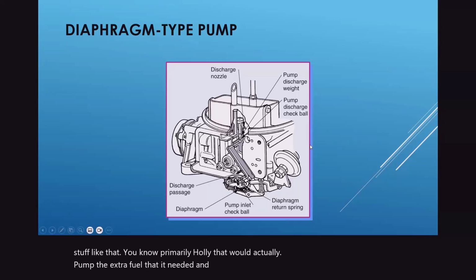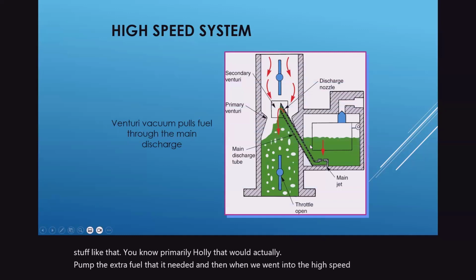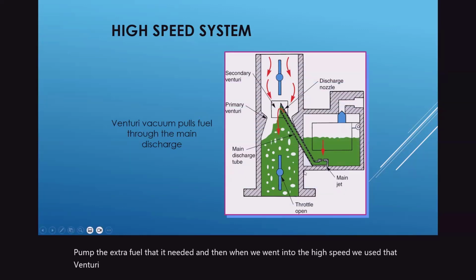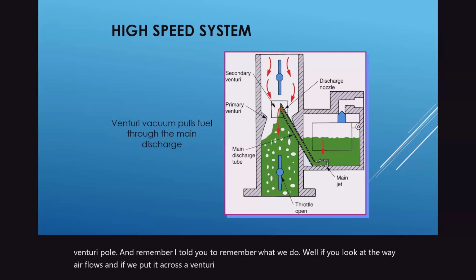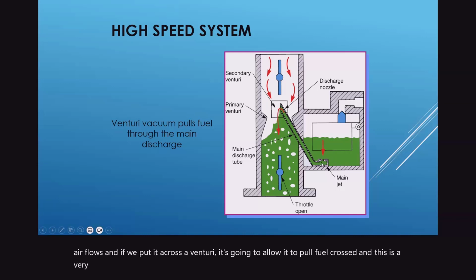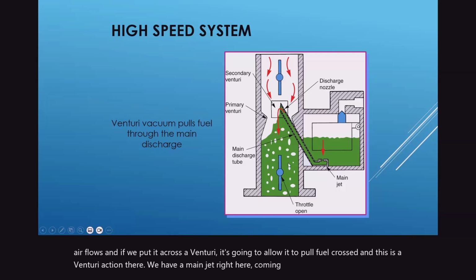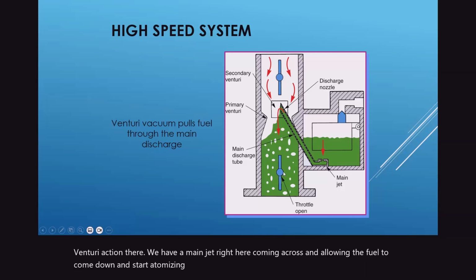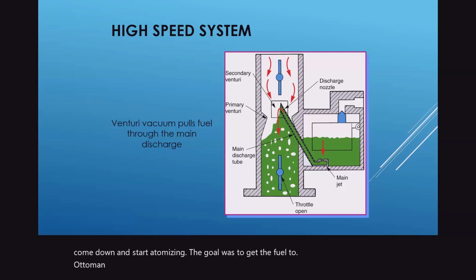And then when we went into the high speed, we used that Venturi pull. And remember, I told you to remember what we did. Well, if you look at the way air flows, and we put it across a Venturi, it's going to allow it to pull fuel across. And this is a Venturi action. There we have a main jet right here coming across and allowing the fuel to come down and start atomizing. The goal was to get the fuel to atomize correctly, which was the big challenge, especially with carburation.